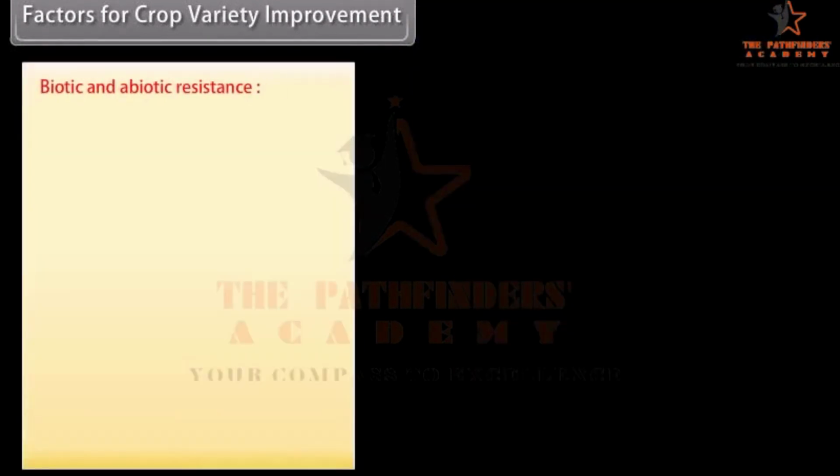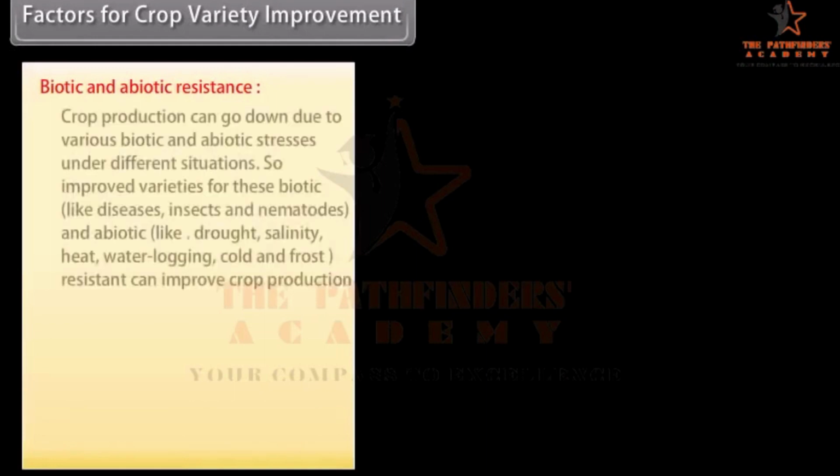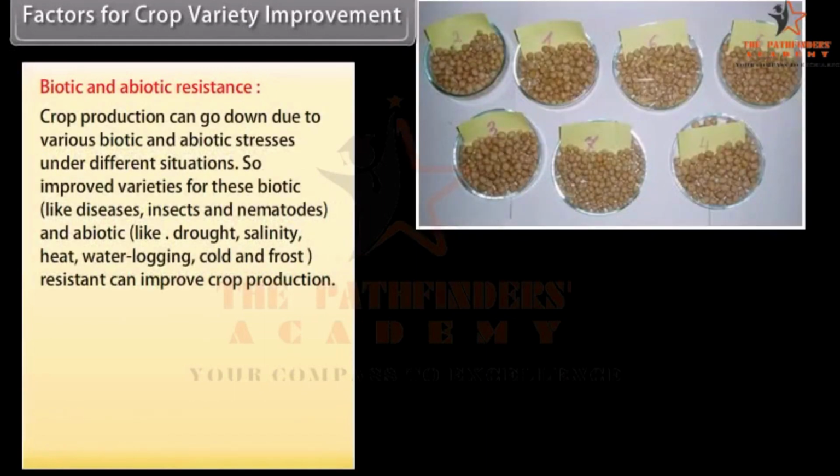Biotic and abiotic resistance. Crop production can go down due to various biotic and abiotic stresses under different situations. So, improved varieties resistant to biotic stresses, like diseases, insects, and nematodes, and abiotic stresses, like drought, salinity, heat, waterlogging, cold and frost can improve crop production.